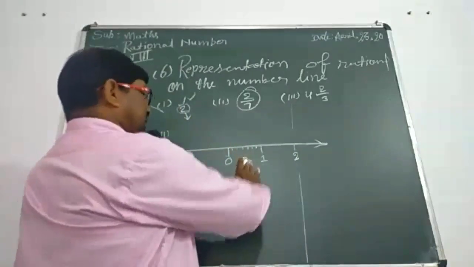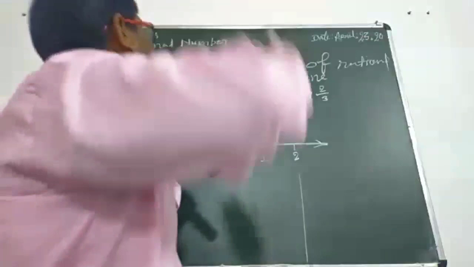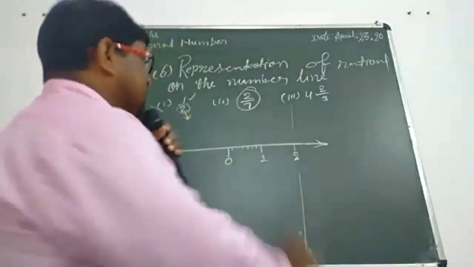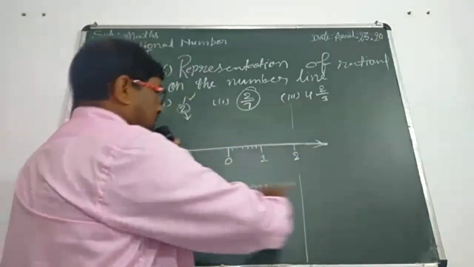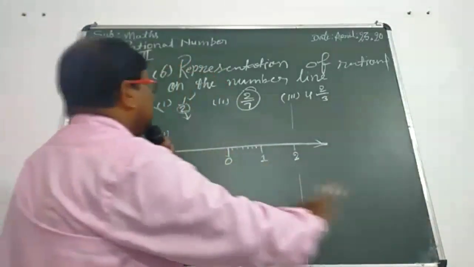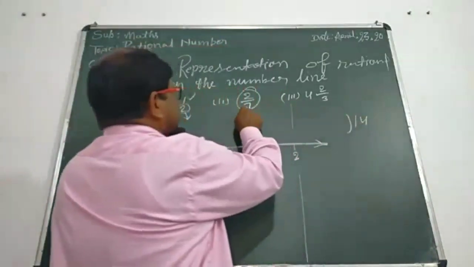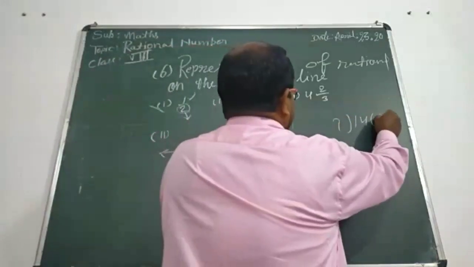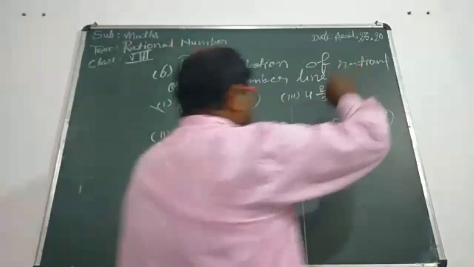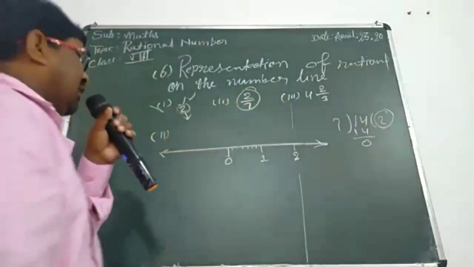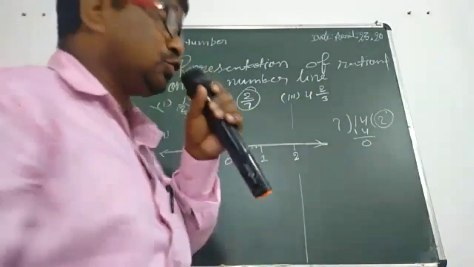Okay, 7, 7. Total 14 subparts. Okay, 7 subparts, 7 subparts. Total subparts 14. Now think, 14 divided by 7. 7 twos are 14. Remainder is 0. Your quotient is 2. So we should take on the number line only 2 subparts. How many subparts? 2 subparts.